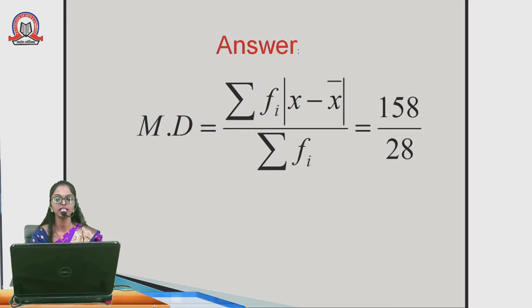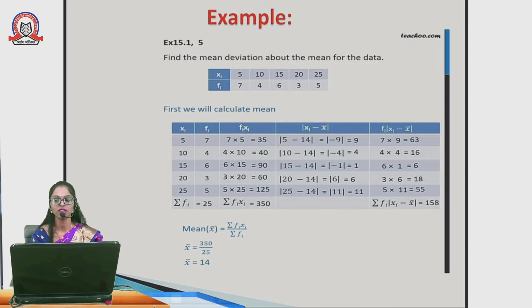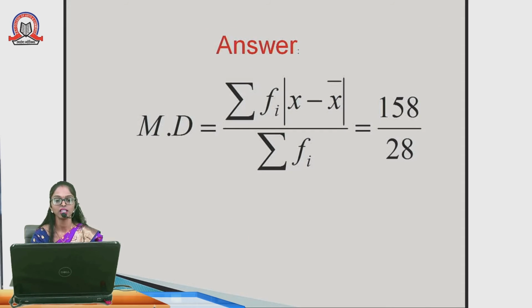That is, to find the mean deviation, which is equal to summation of Fi into |x minus x bar| divided by summation of Fi, and my summation of Fi |xi minus x bar| value is 158, and summation of Fi value, check in Fi column, last row, we get 25. That is, put the values in this formula, we get 158 divided by 25. Take in fraction form or take in point form, answer is right.